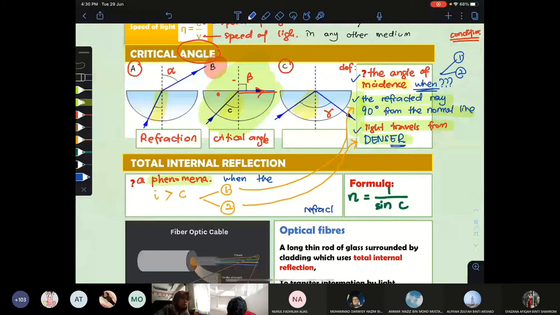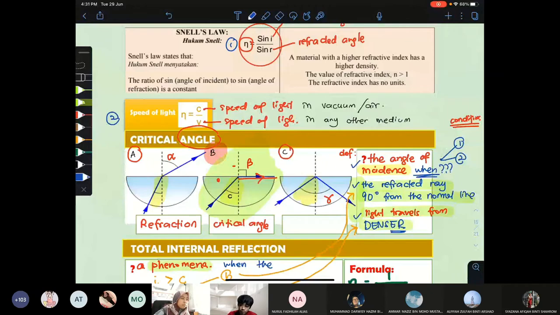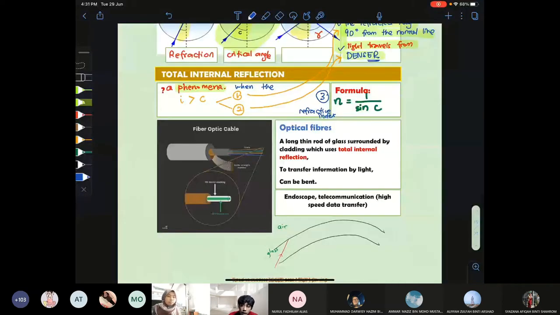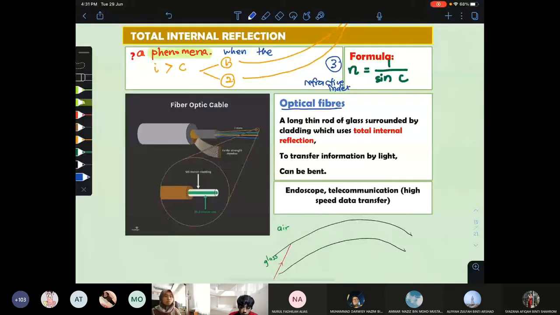So these are the formulas that you need to know. Okay, it's already in your formula sheet. And this is the third formula. Sin C, where C is the critical angle. Okay, so for IGCSE, you should focus on optical fibers. Right, in our daily life, there are many examples of total internal reflection. But in IGCSE, we want you to focus on optical fibers.